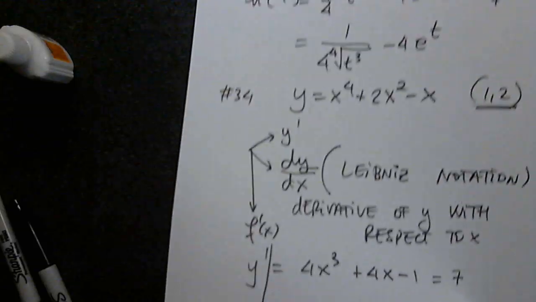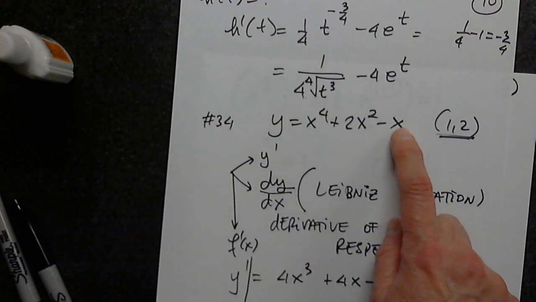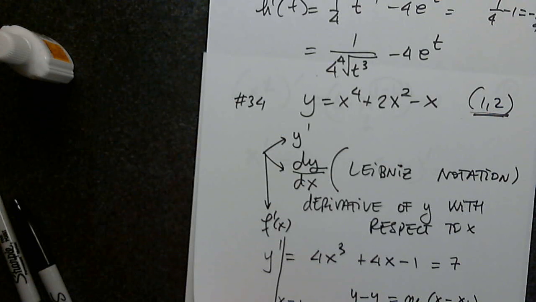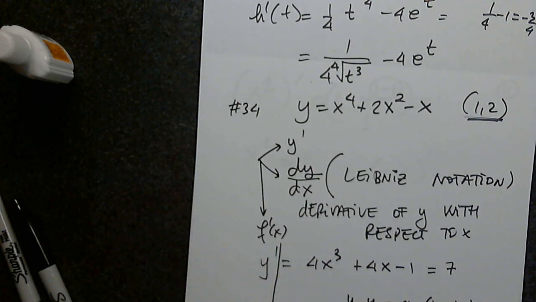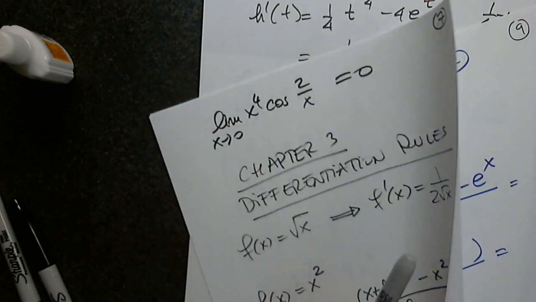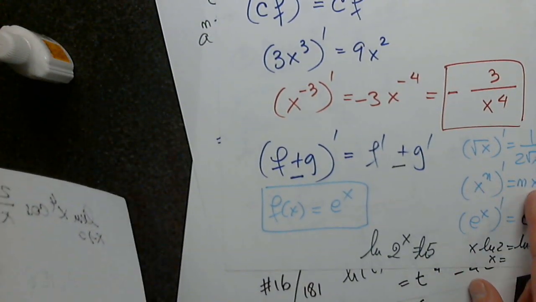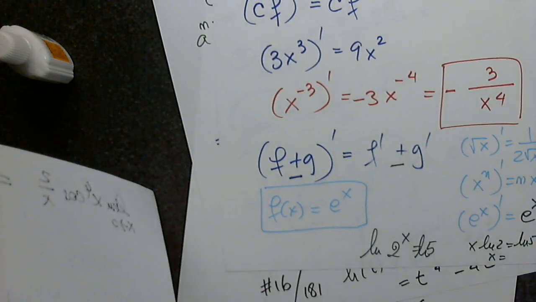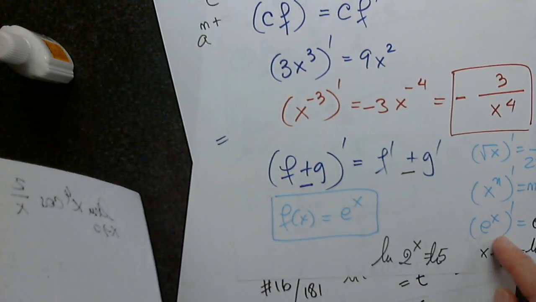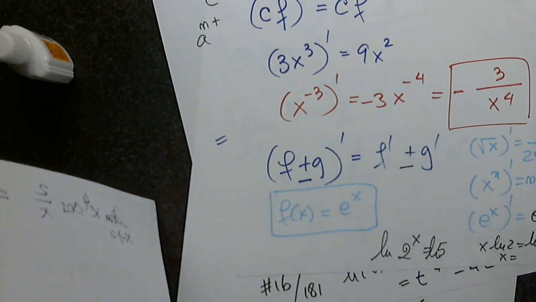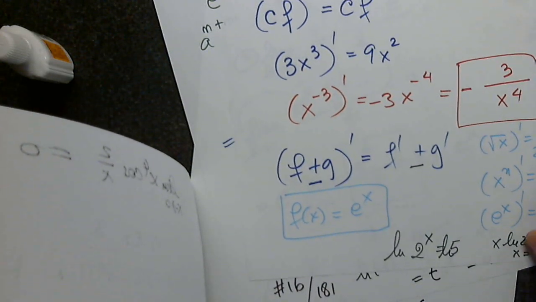Was that the negative x the problem? No, more like bringing down 4. Yeah, that's the rule that we just learned. X to the fourth is 4 times x to the third. And if I have a constant, 2x squared, I have to bring it down and multiply by the constant. I still subtract 1 from the power.